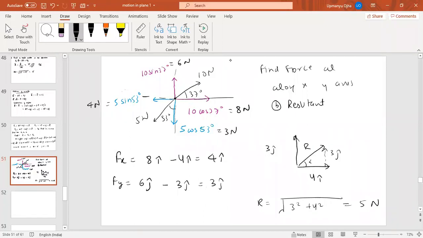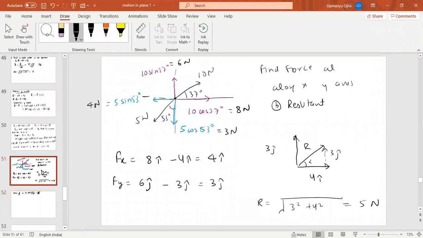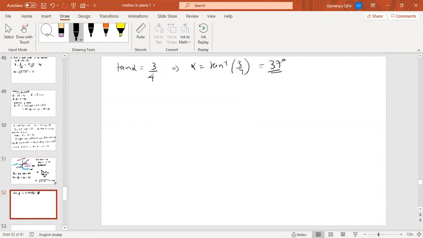And what is the angle which the resultant makes with the x-axis? That is tan alpha. So tan alpha will be 3 by 4, which means alpha equals tan inverse of 3 by 4. Tan inverse of 3 by 4 means it should be 53, I think. So the perpendicular is 37 degrees. So the angle which the resultant makes with the x-axis will be 37 degrees. That is the answer. So the magnitude is 5, and the angle is 37 degrees.